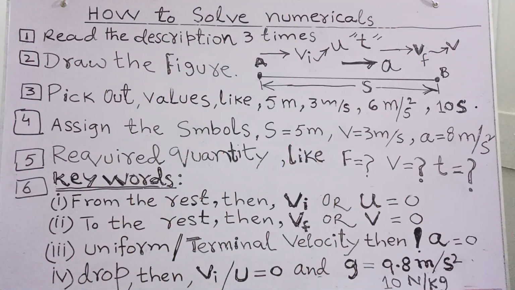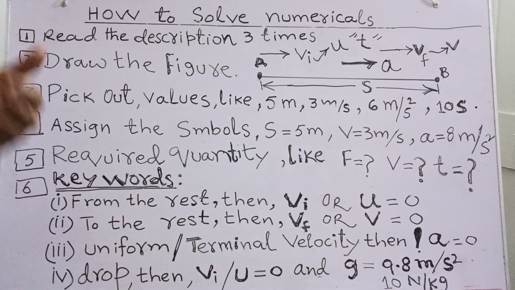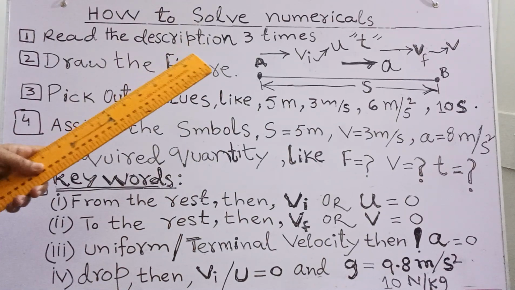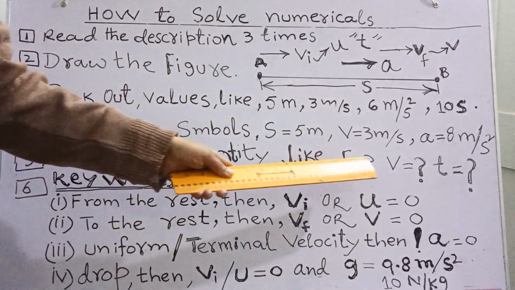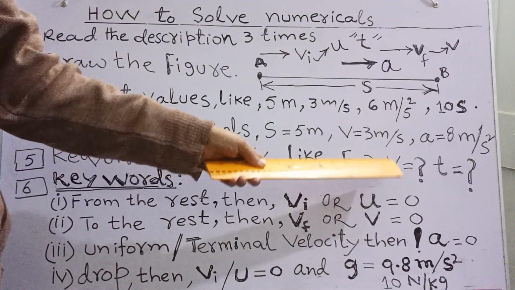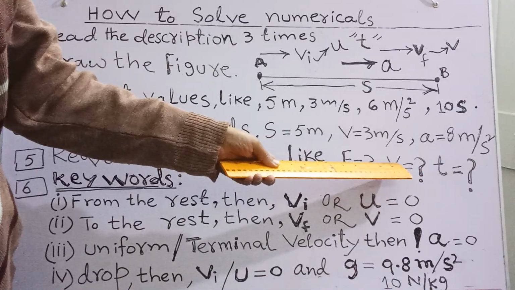Now if you find the words how fast, then how fast is a bit difficult to understand. In simple words, how fast means what is the speed, what is the velocity, find the velocity of the body. So if you see the words how fast, then you have to calculate the speed or velocity, and V is the symbol for speed or velocity.